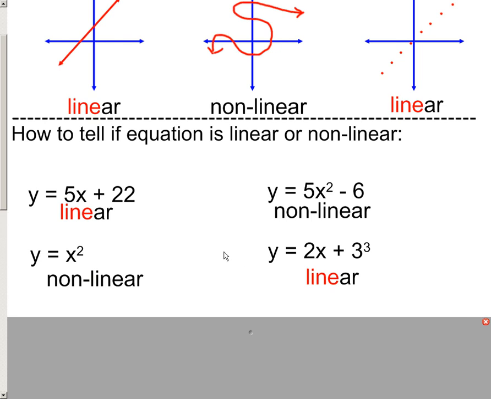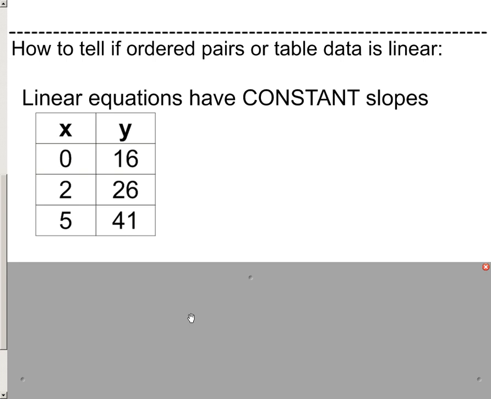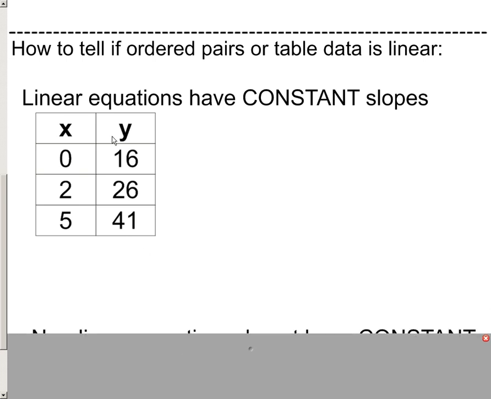Now, that's the easier part of the lesson, and now we need to really roll up our sleeves and focus on this last part. How to tell if the ordered pairs or table data is linear or nonlinear, if the case might be. Here's an example where we can show that it would be linear. So let's just say we have a table. We don't know what it looks like when it's graphed. What do we do to test to see if it's linear?